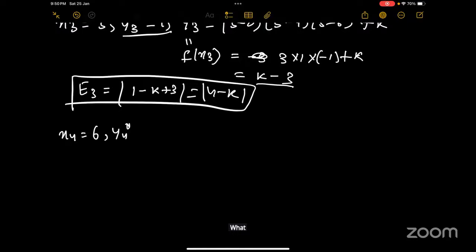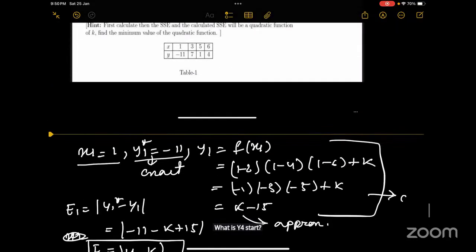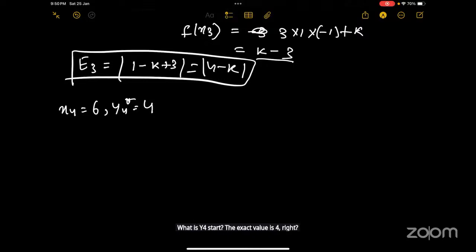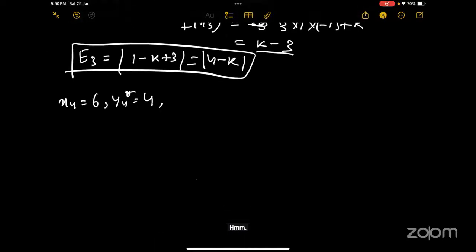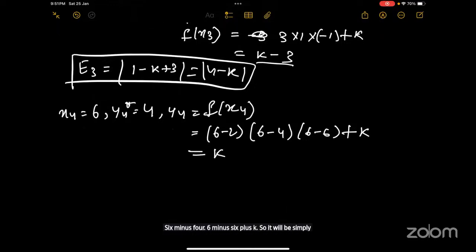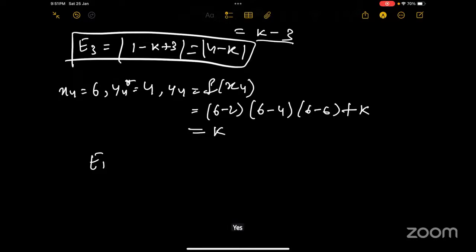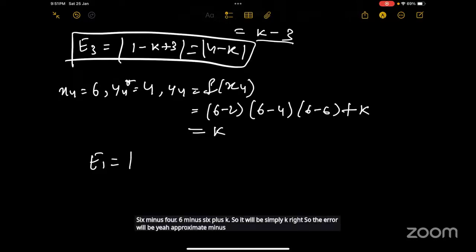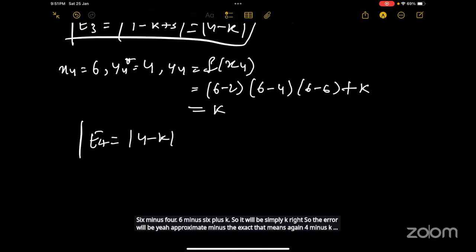What is y4 star? The exact value is 4, right? 4 is given in the data table. And what is y4? 6. This is f of x4, right? F of x4. That means 6 minus 2, 6 minus 4, 6 minus 6 plus k. So it will be simply k, right? So the error will be approximate minus the exact. That means again 4 minus k, right? Error 4.